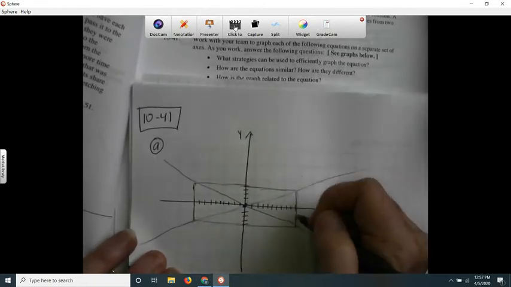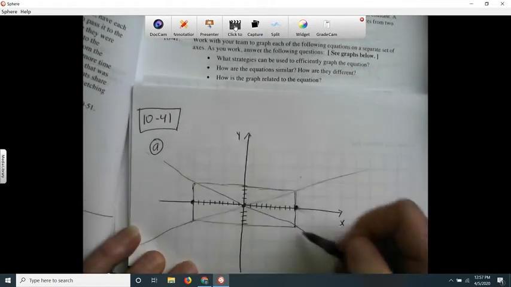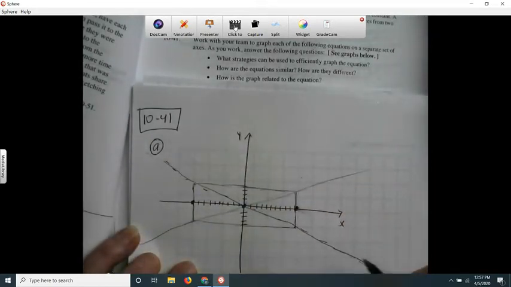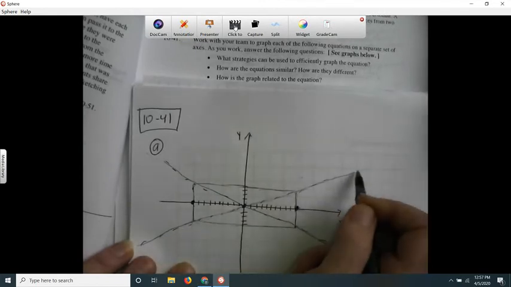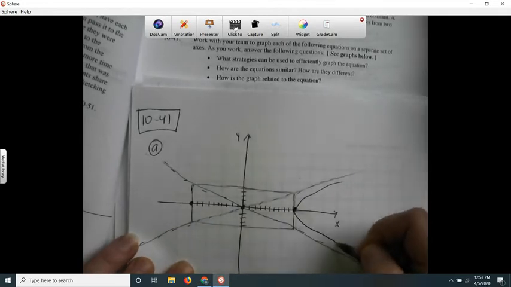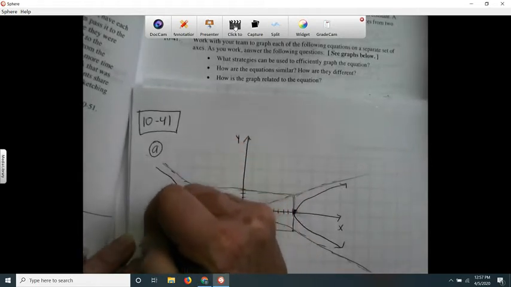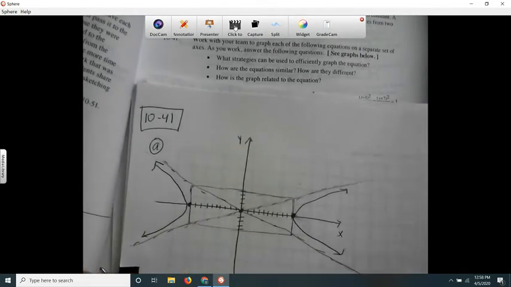So here's my x-intercepts, plus or minus 10. And if these are asymptotes, really I should have made them dotted lines. Sorry about that. That would have been even more challenging to make them as dotted lines. It's going to go like this. It's going to have these two branches that go like that. Okay, and that's basically essentially the graph.